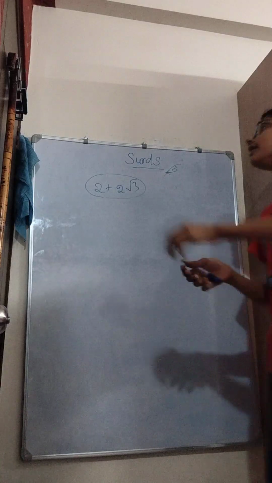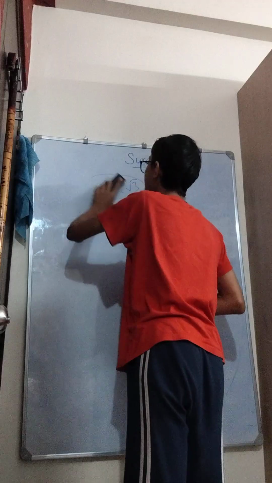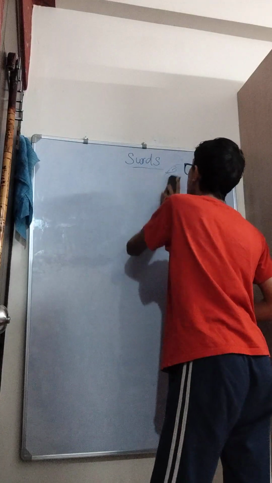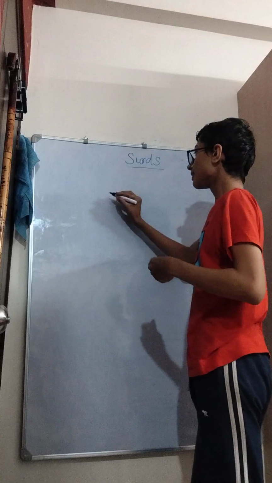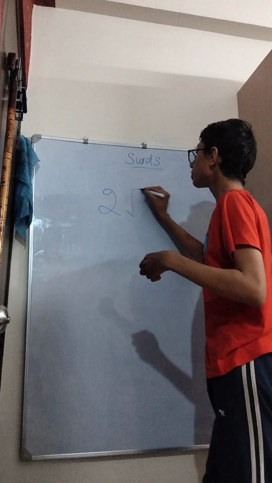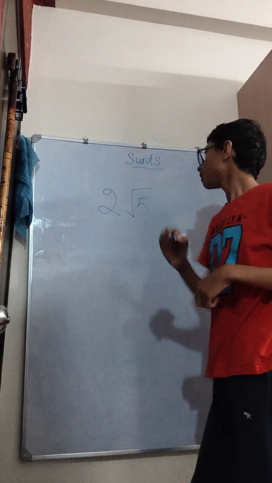So now the next one is similar and dissimilar surds. Before learning those two, I will explain one thing. For example, 2 root 5.